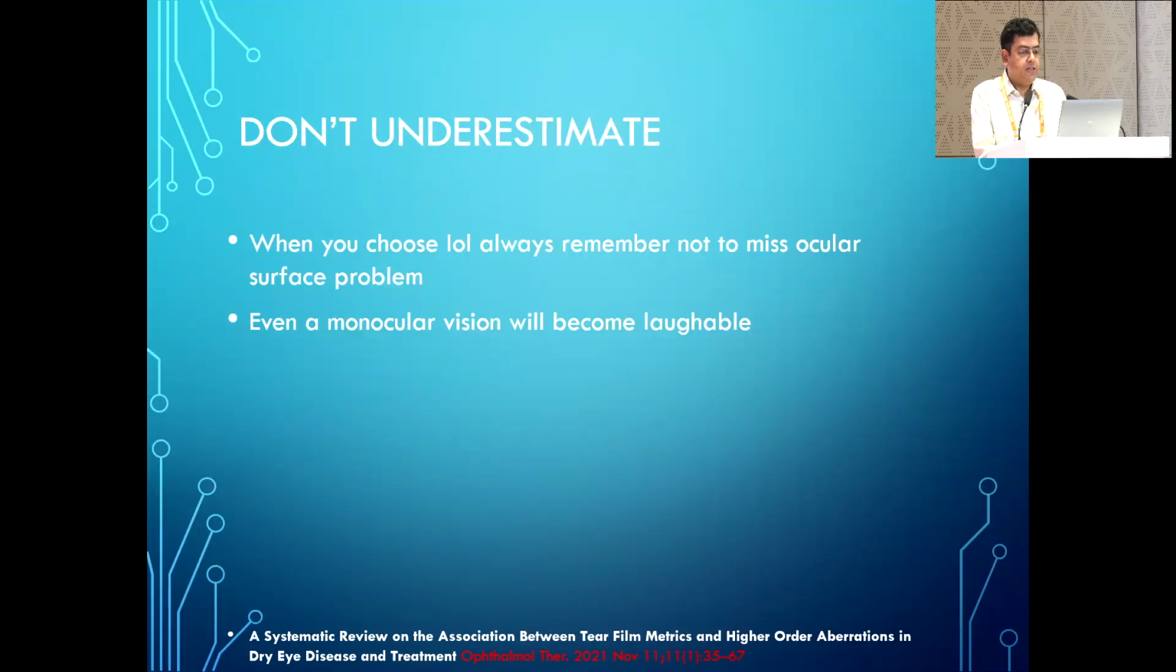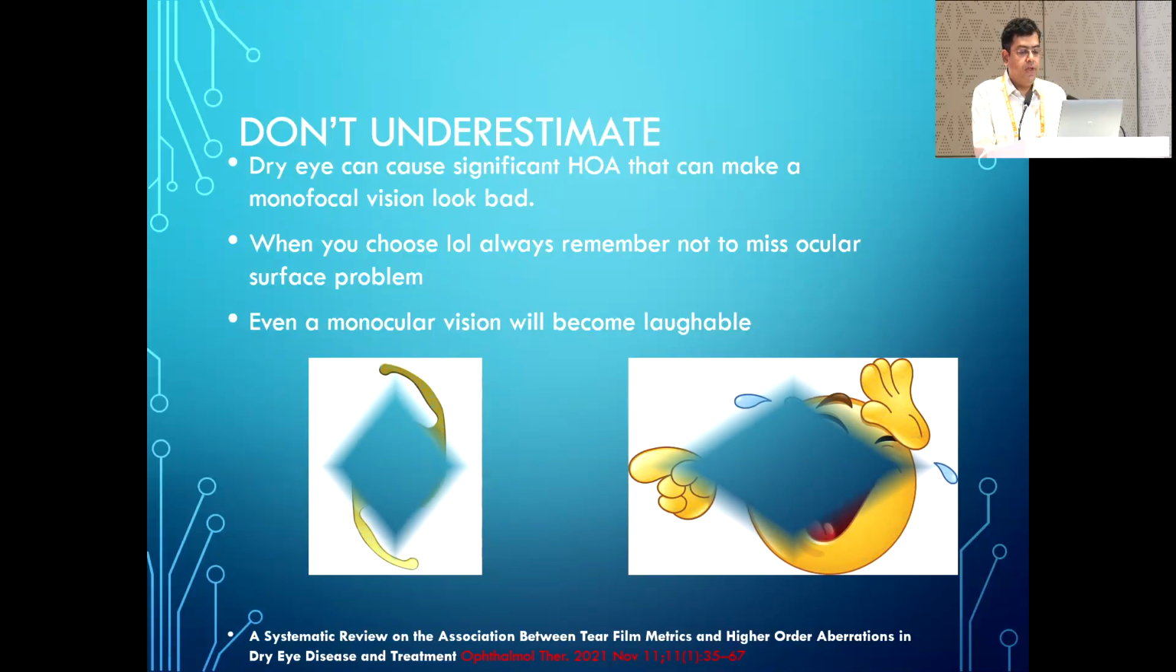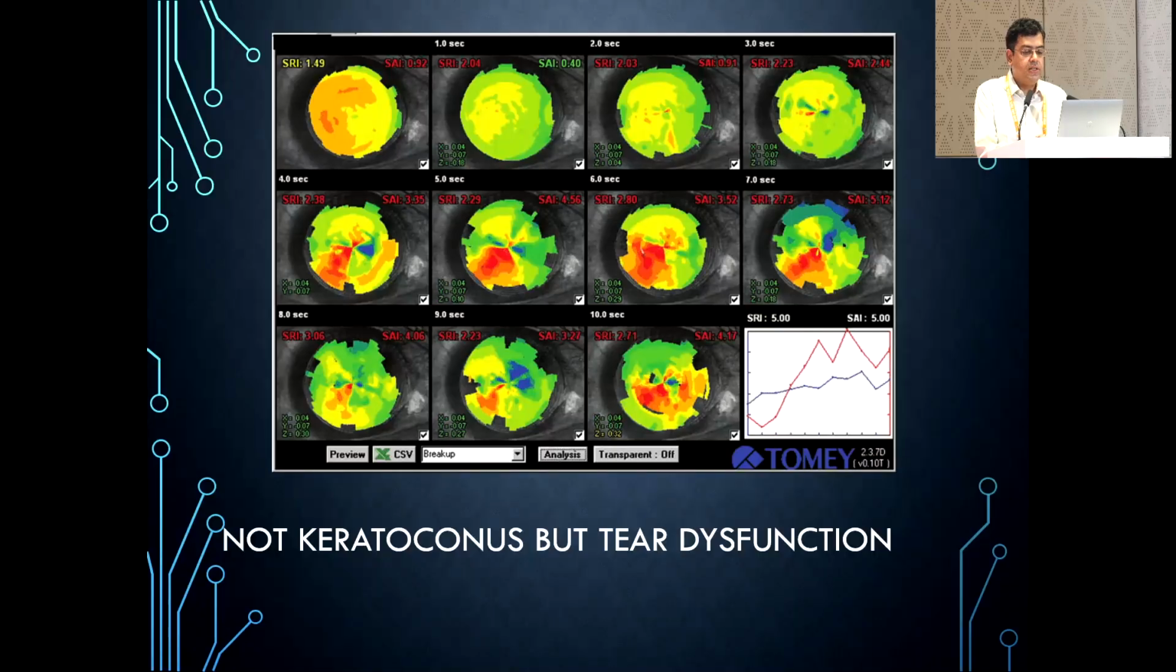So, don't underestimate, even if you use a normal intraocular lens, the significant amount of higher order aberration created by the changes in tear film can make a monofocal lens laughable. This is a look at how much tear film dysfunction can cause variations in clarity. If you look at the first picture with the normal tear function, to a very severe dysfunction, you can see that the quality of vision drops significantly.